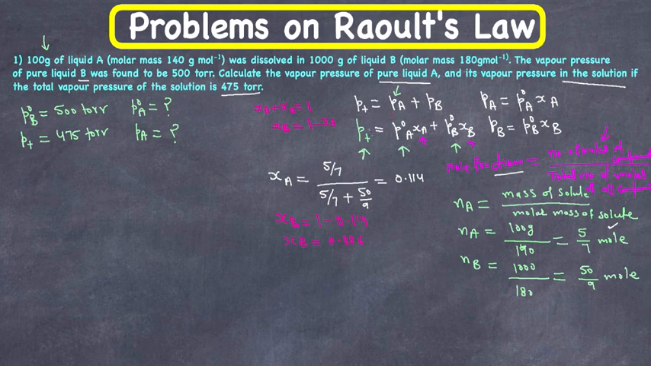We can use this formula to find P naught A, because everything else we know in this formula now. Let me rewrite this formula over here.